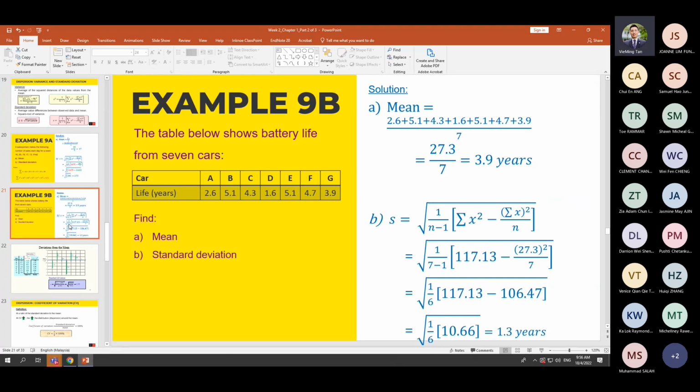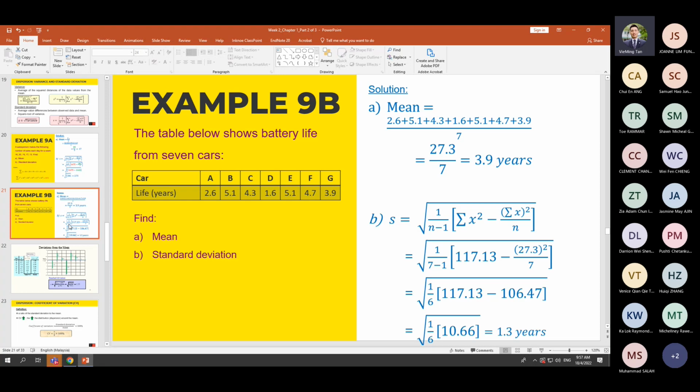Do you want me to go through another example for standard deviation, 9B, or can skip, since you already studied before? You want me to go through 9B? Standard deviation, you want me to go through, or you can study by yourself? You want me to go through?